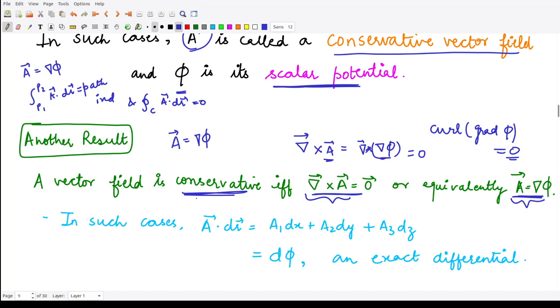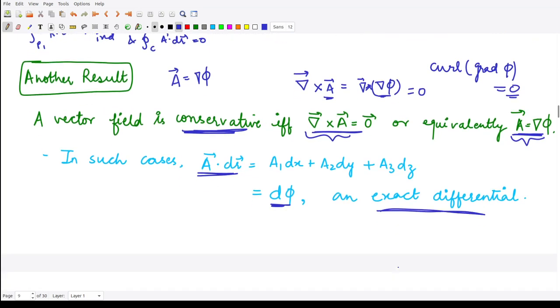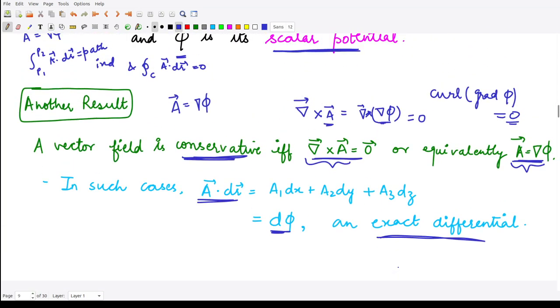And moreover, if this is a conservative field, that means we are saying A dot dr is equal to the complete derivative of some scalar function. So we can write that to be the exact differential, right? So this is what we have here.